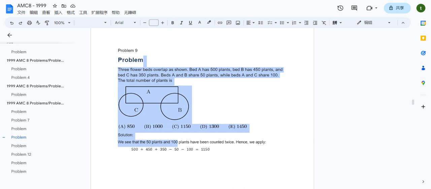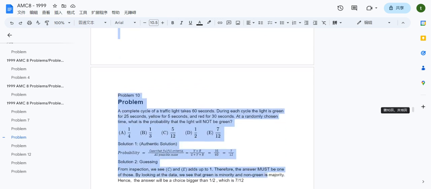We see that there are 50 plants and 100 plants that have been counted twice. So we just add everything up and minus the part that has been counted twice. In this case, 500, 450, 350, they have only been counted once. So we add them up. We minus the 50 and the 100 portion that has been counted twice. So it's 500 plus 450 plus 350 minus 50 minus 100 is 1150. Okay, so in this case, the answer is going to be C.